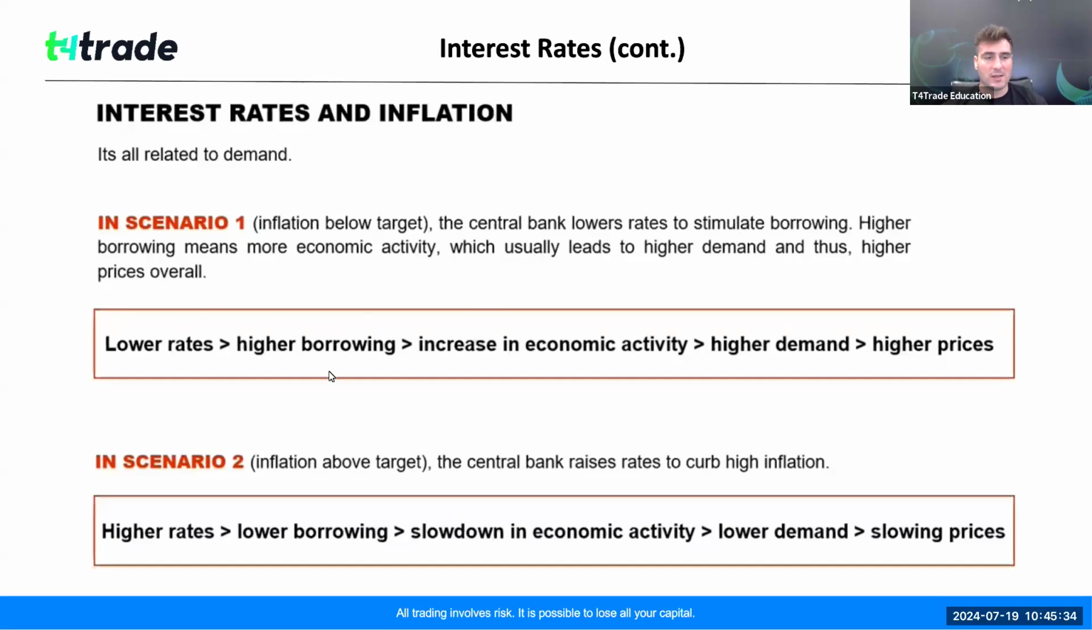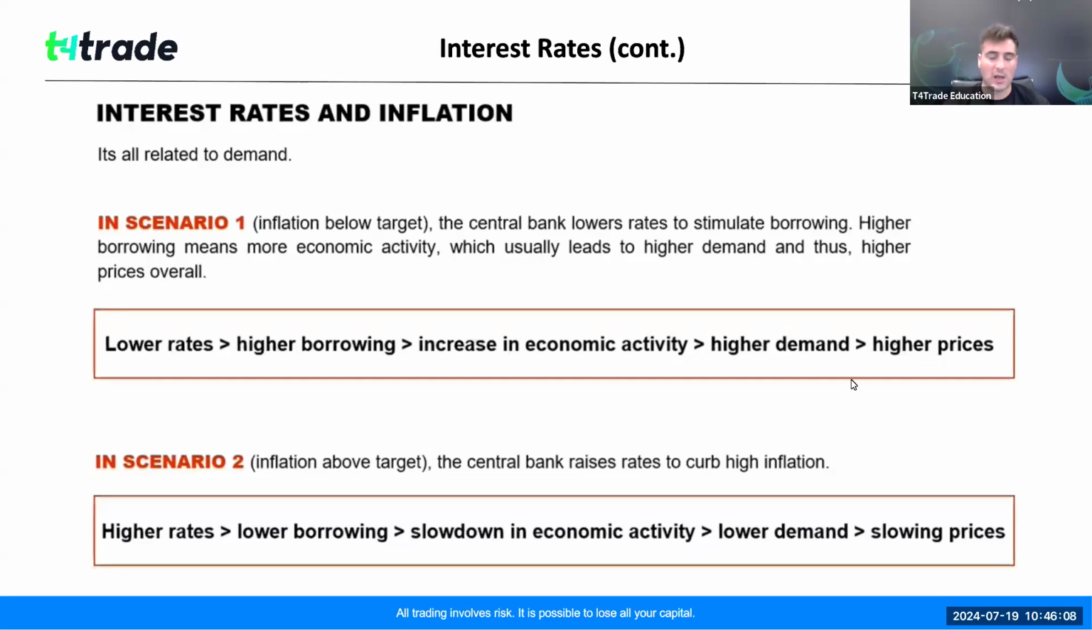So lower rates lead to higher borrowing. Higher borrowing leads to an increase in economic activity, as we see, consumption, and this increase in economic activity leads to higher demand, and therefore this leads to higher prices. So problem solved. When inflationary pressures fall below the target, central banks cut rates to, in a sense, trigger this chain reaction in order to solve the problem.